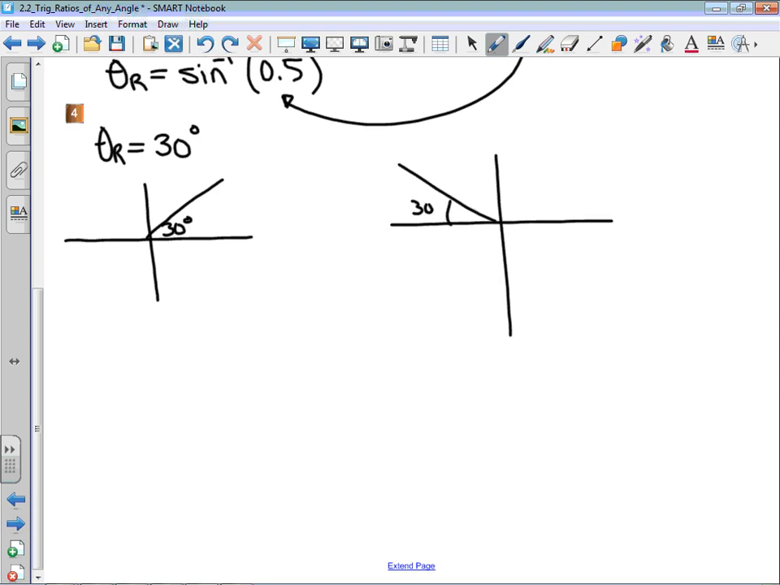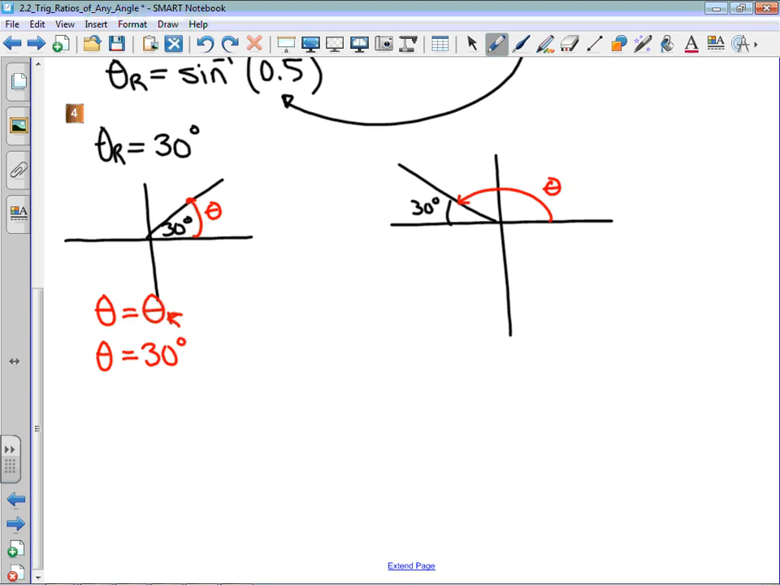Now, I'm going to label where theta is in both of these triangles. Theta always starts at 0 degrees and rotates counterclockwise. So when we look at quadrant 1, my standard angle is equal to my reference angle. Should be a capital R. So one of my answers is 30 degrees.